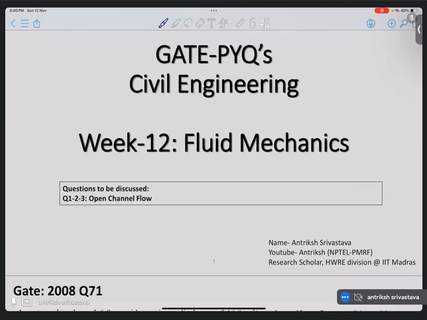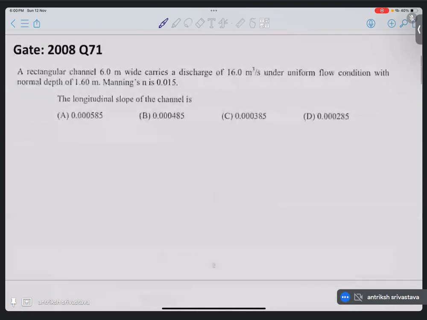So let's start. GATE 2008, question number 71. A rectangular channel 6 meter wide carries a discharge of 16 meter cube per second under uniform flow conditions with normal depth of 1.6 meter and Manning's constant, that is the N, is given as 0.015. The first part of the question is the longitudinal slope of the channel.